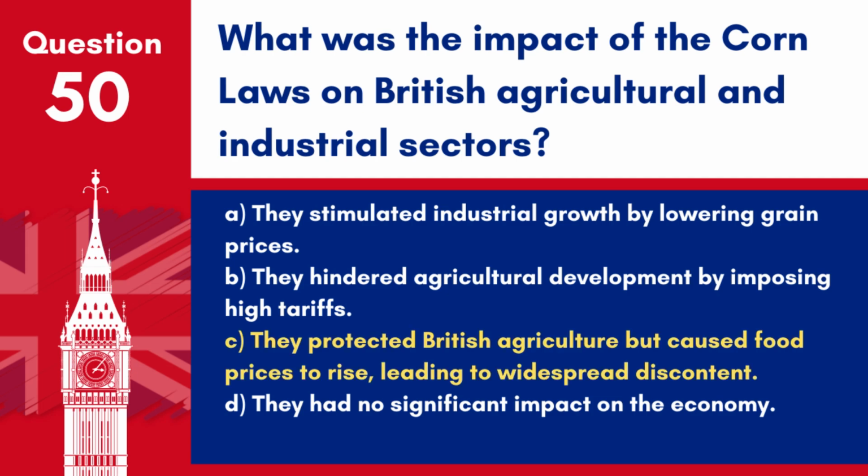Answer C. They protected British agriculture but caused food prices to rise, leading to widespread discontent. The Corn Laws, enacted in the early 19th century, were designed to protect British agriculture by imposing tariffs on imported grain, which led to higher food prices and hardship among the working classes, contributing to their eventual repeal in 1846.